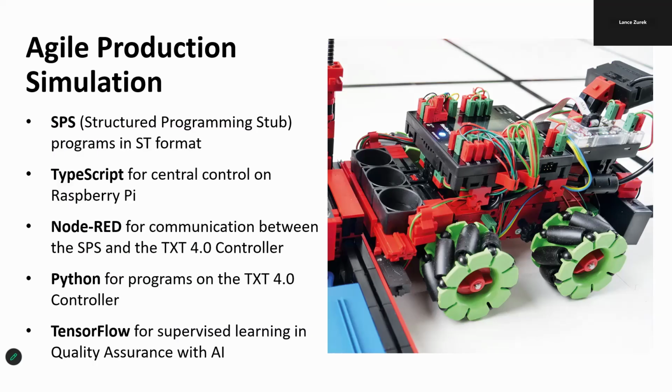Software used on the APS model includes SPS programs, structured text for the PLCs, TypeScript for central control of the Raspberry Pi, Node-RED for communication between SPS and the fischertechnik TXT 4.0 controllers, Python for programs on the TXT 4.0 controllers, and TensorFlow for supervised learning and quality assurance with AI module.